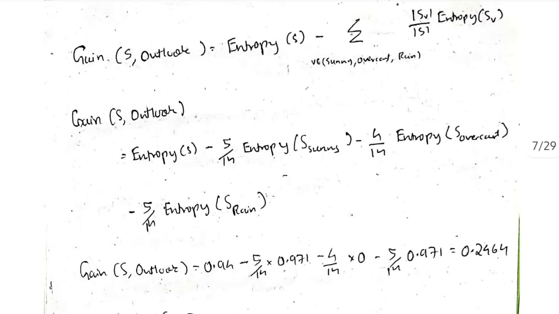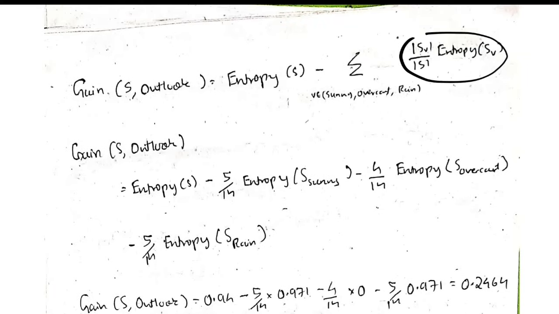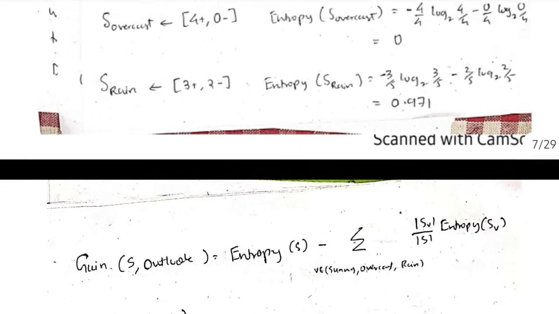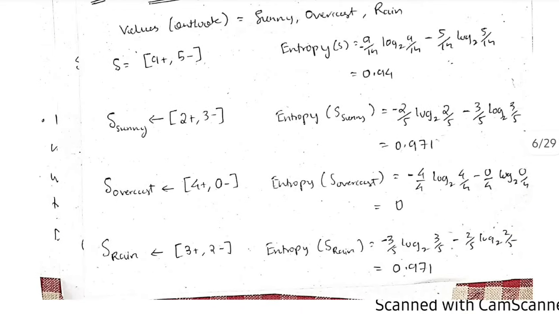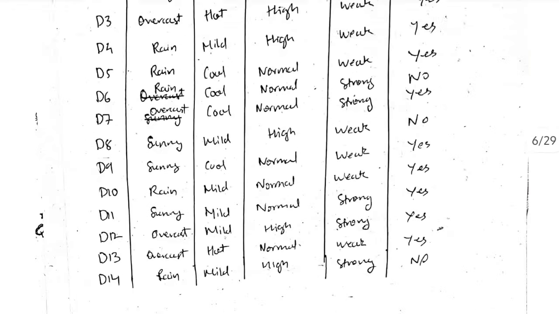When we insert this in the formula, the entropy will be inserted as 0.94, which I have just written here, and this summation is written here, right? What is this summation? This is the same thing I have taken here, 5 by 14. This is S_v by S. What is 5? For sunny we will be taking 5. Why are we taking 5? Because the total values for sunny is 5, 2 plus 3.